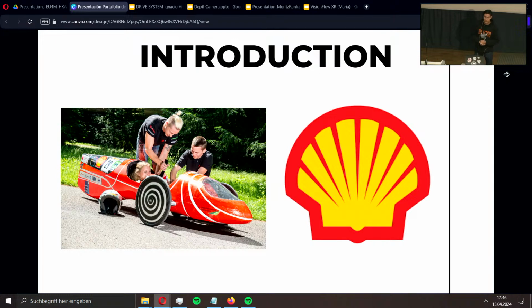Here at the Hochschule Karlsruhe, we have one team that has been competing since 2011. And in 2018, they got their highest record: with 1 liter of gasoline, they traveled 578 kilometers.